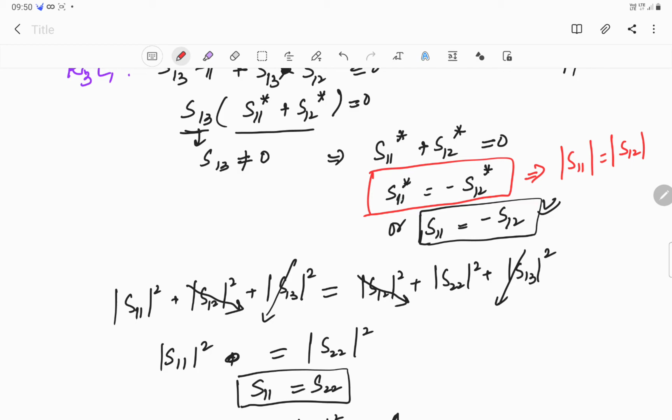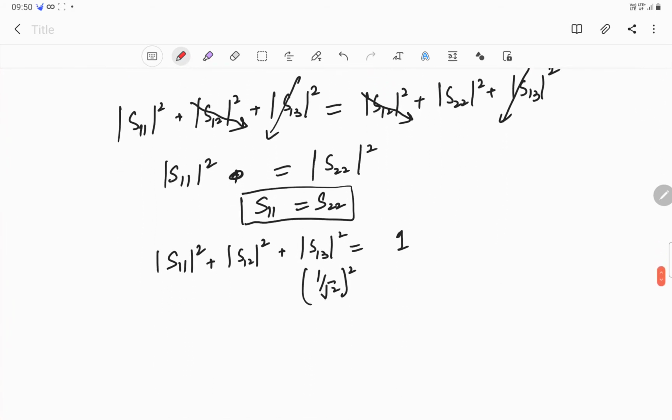So if S11 conjugate is minus S12 conjugate, that means their magnitudes, the modulus, have to be the same, which necessarily may not be correct for this thing. S11 may not always be equal to minus S12. But this equation holds valid. I had committed a mistake here. So this means S11 star is minus S12. The magnitudes have to be equal.